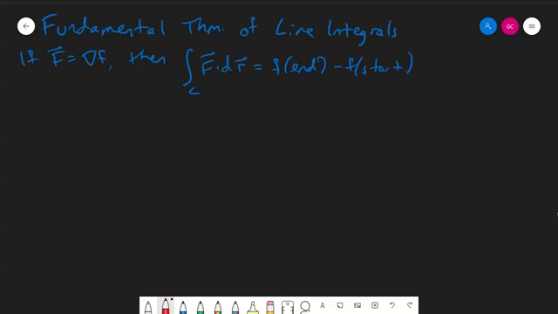Last time we discussed the fundamental theorem of line integrals, where if your vector field is the gradient of something, say the gradient of little f, well then the line integral of that vector field ends up just being little f of the endpoint minus little f of the start point of whatever your path is. So first let's look at some consequences of this.